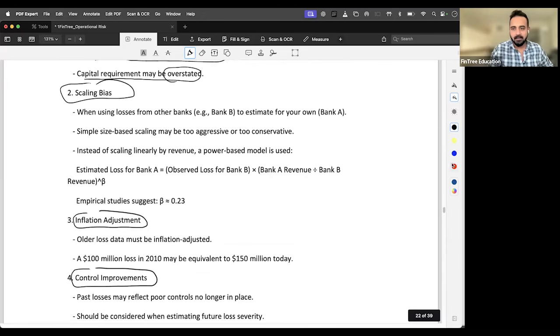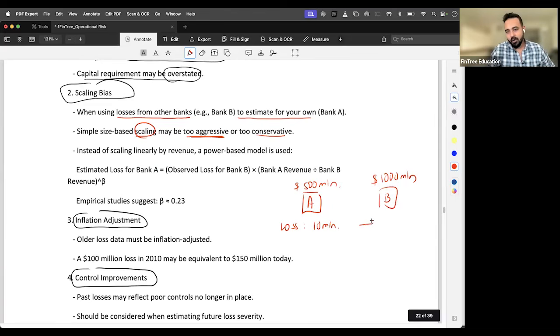Scaling bias. When using losses from other banks, how do you estimate the loss that you had yourself, right? You need to do scaling, and your scaling can be too aggressive or too conservative. For example, look at this. Imagine Bank A historically is a $500 million small bank, and they reported a loss of $10 million. But Bank B happens to be a $1,000 million bank, double the size of Bank A. Now, what would be a good amount of loss for this bank?